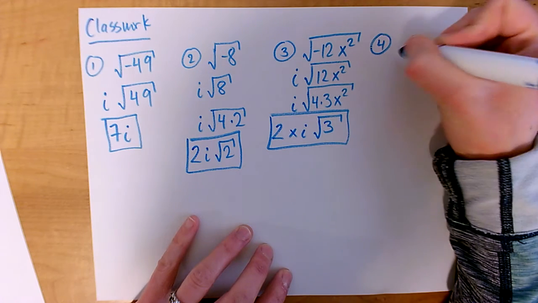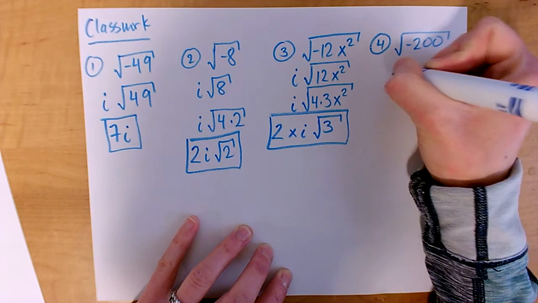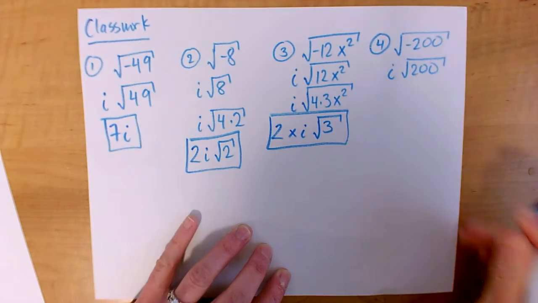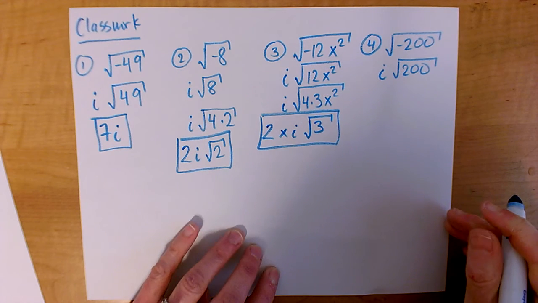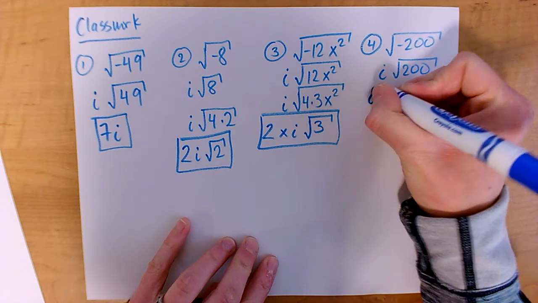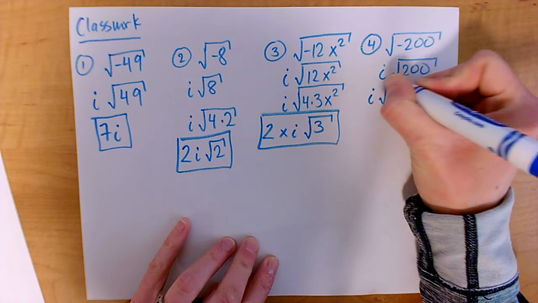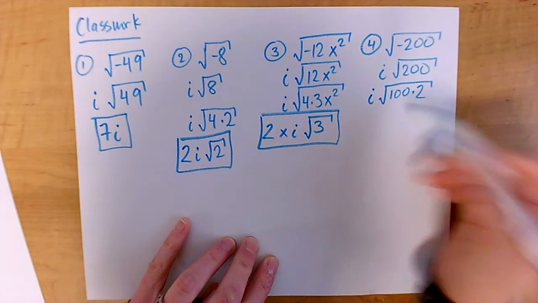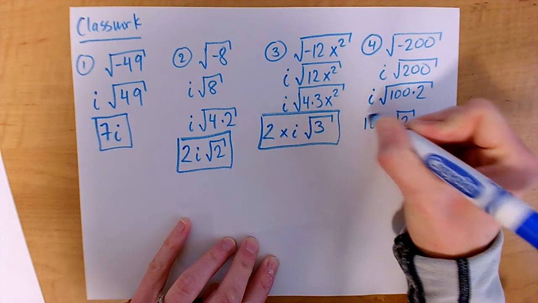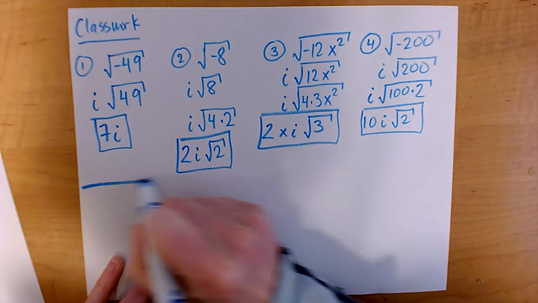For number 4, we have the square root of negative 200. So we pull our i out, so we have i root 200, right? Now 200 is not a perfect square, so we want to break this down into the largest perfect square we can. So 200 is the same thing as 100 times 2, and the square root of 100 is 10, so I'm going to have 10i root 2.